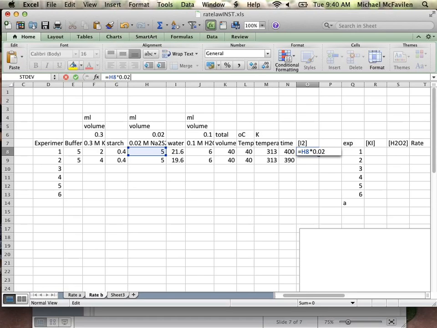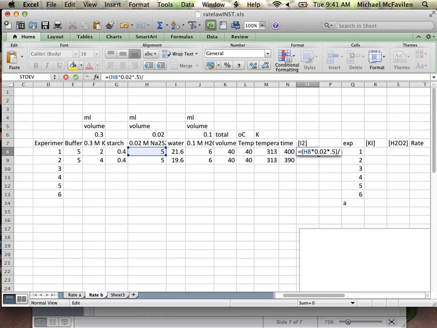That gives us the moles of thiosulfate added. What's the relationship between the moles of thiosulfate and the moles of iodine? Not 1 to 1, 1 to 2, but I don't remember which way it goes. So we'll want to multiply by 0.5. I'll leave you to actually discover that on your own. That now gives us the moles of iodine.